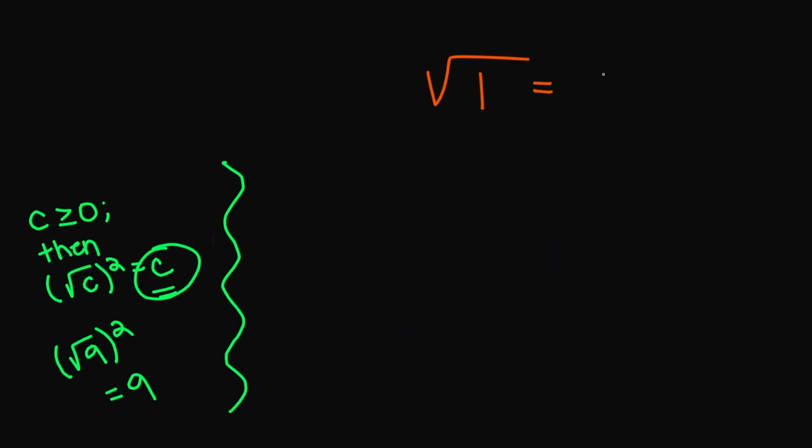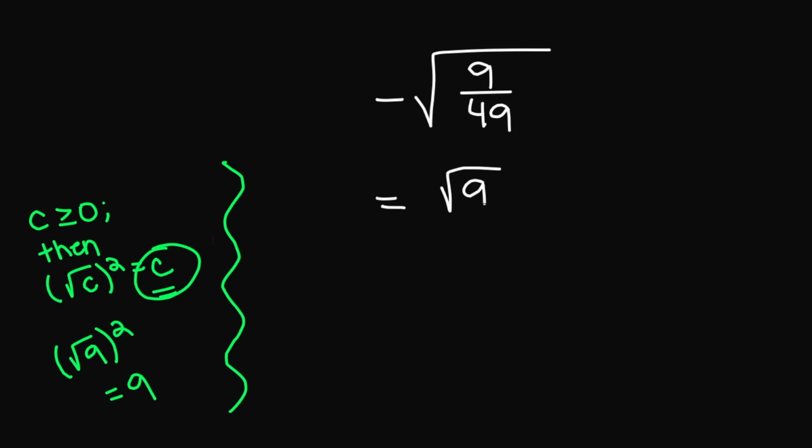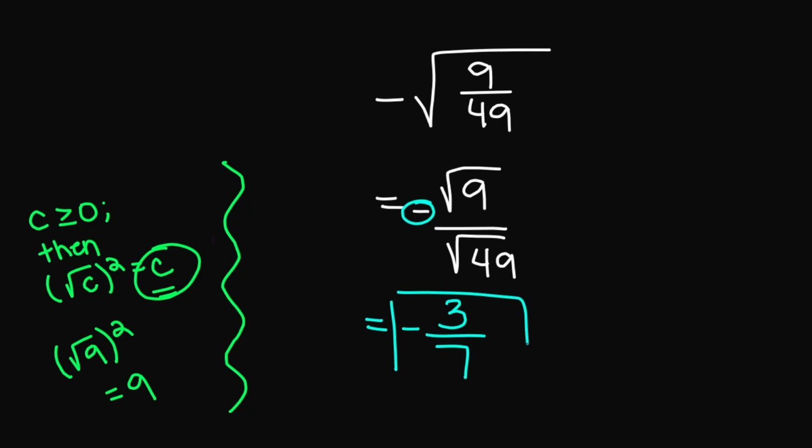What is the square root of 1? The square root of 1 is 1. What about negative square root of 9 over 49? So in your numerator, you have the square root of 9. And then in your denominator, you have the square root of 49. But don't forget, you do have a negative. So in your numerator, the square root of 9 is going to be 3. In your denominator, the square root of 49 is going to be 7. And then we have our negative sign that we need to include in our answer. So your final answer here is negative 3 over 7.